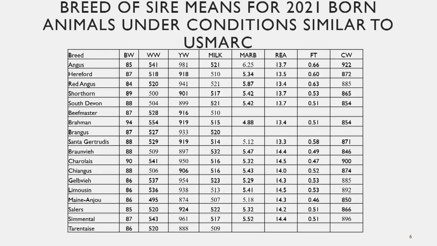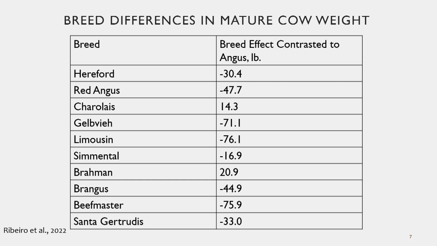That said, though, we do have estimates for things that may impact your decisions if you're selecting breeds to use to create replacement females, and that's mature cow weight, right? Mature cow weight being really the best proxy we have for feed intake of the cow herd. These are breed differences all contrasted to Angus using US MARC data. Importantly, these breed differences are not adjusted for differences in body condition. If we adjusted them for differences in body condition, we'd actually see a re-ranking of the breeds, okay? Meaning there are substantial breed differences for body condition as well.